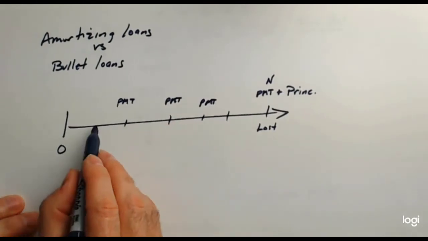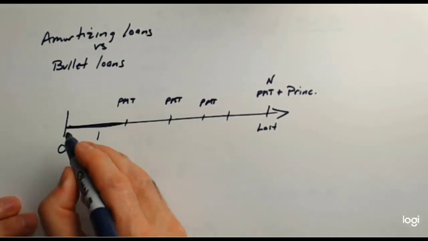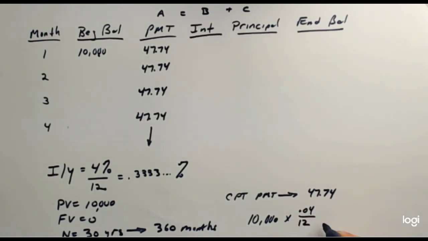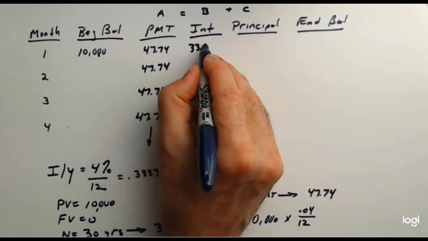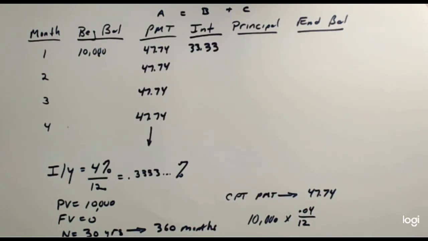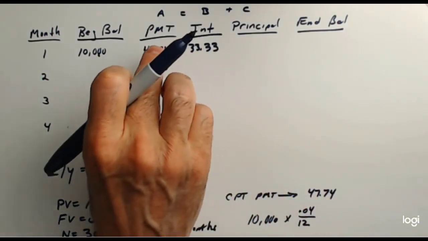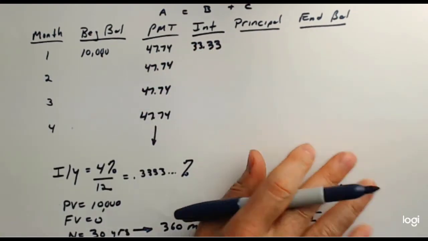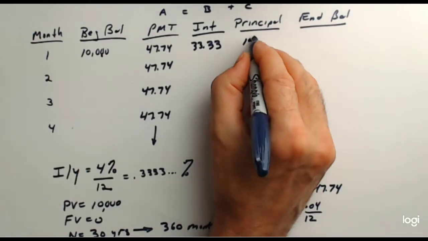Kind of looking at it here. This is the first month, and the beginning balance is $10,000. Payment is $47.74. So the interest will be $10,000 times 0.04, the annual rate, divided by 12, and that will be $33.33. And then if we make a $47.74 payment and interest is $33.33, the difference has to be $14.41.